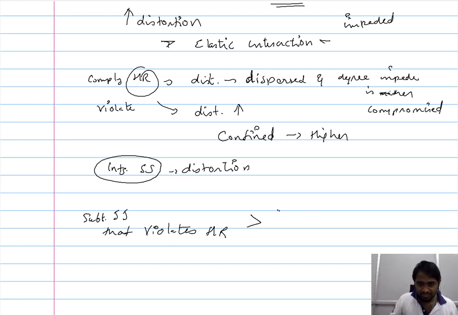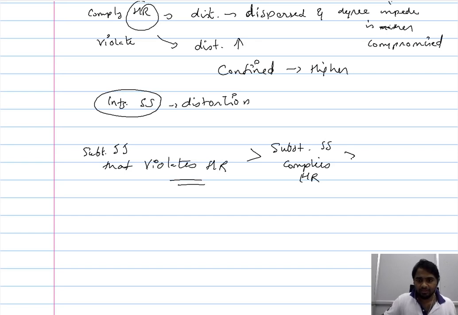Secondly, it is the substitutional solid solution that complies with the Hume rule. This also creates a distortion, and this also impedes the propagation of the dislocation, but to a degree that is less than the substitutional solid solution that violates the Hume rule. And finally, you have the interstitial solid solution. Even that creates a distortion, and that also will impede the propagation of your dislocation.